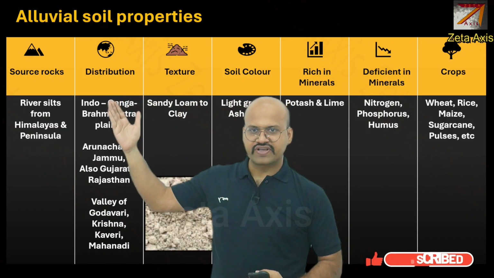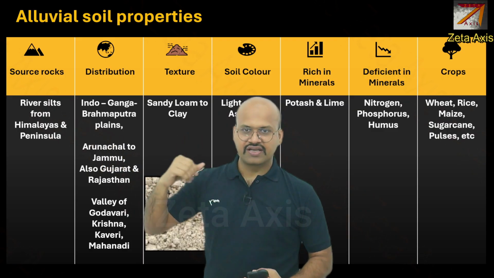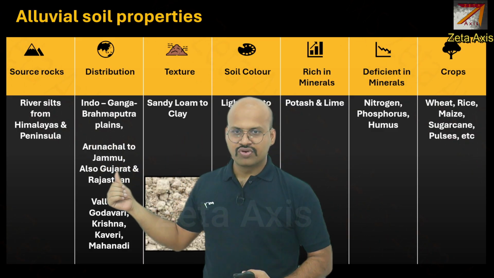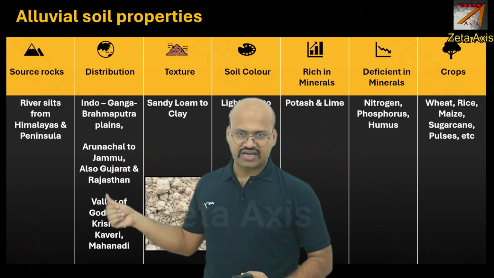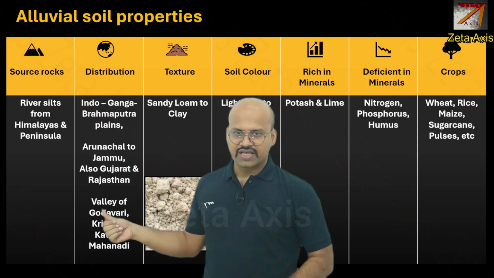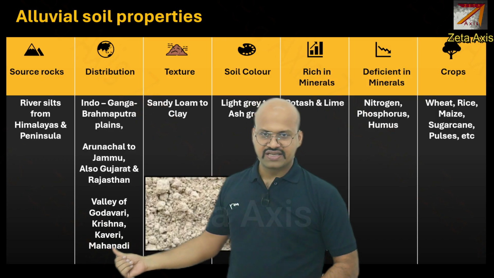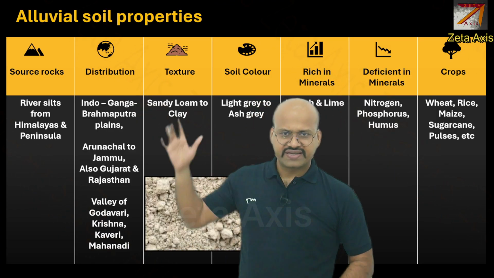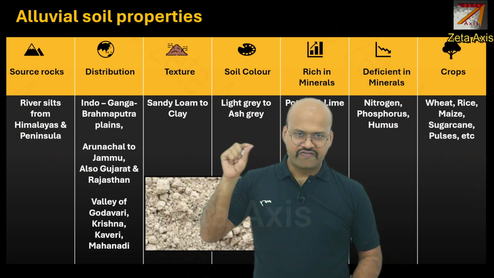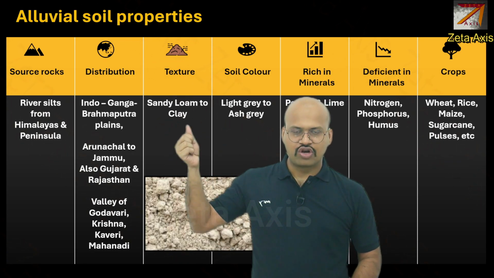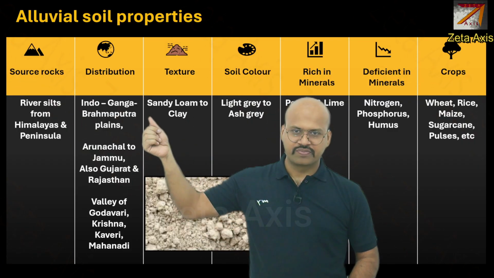Let's see the distribution. We can see Indo-Ganga-Brahmaputra plains, which we have seen in northern India. Then we have Arunachal to Jammu, also Gujarat and Rajasthan. There is a thin strip which extends till Gujarat and Rajasthan, as we saw in the previous map. Then we have alluvial soil in the valleys of Godavari, Krishna, Kaveri and Mahanadi. The texture is sandy loam to clay. There can be very fine particles in this alluvial soil which would give it a texture of clay, or it can be slightly bigger which could make it sandy loam.